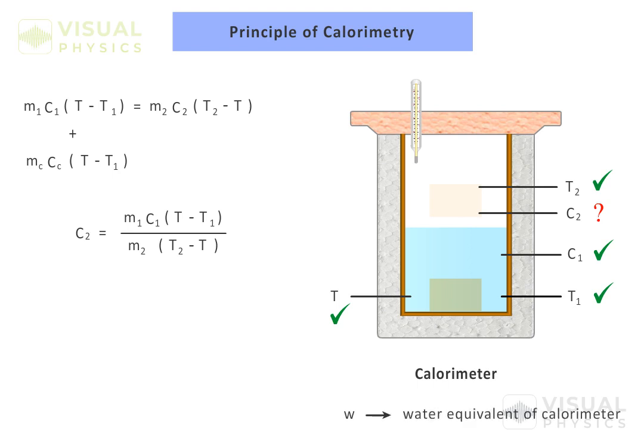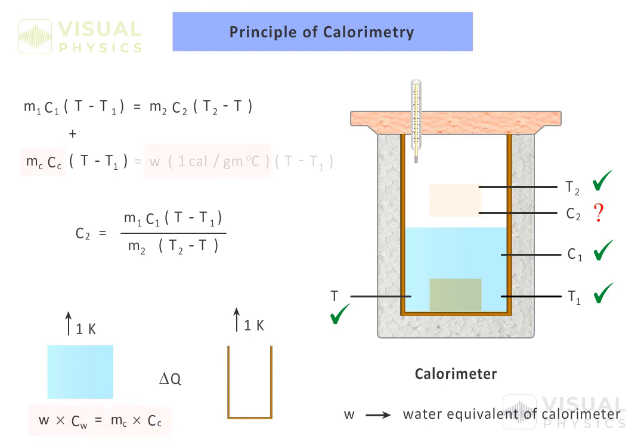Often, the water equivalent of the calorimeter is specified. That is, the equivalent mass of water that would require the same amount of heat to change its temperature by 1 Kelvin as would be required by the calorimeter for a 1 Kelvin change in temperature. This means that the heat transfer to the calorimeter will be equal to this term. Since the specific heat capacity of water is very well known, this notation is often more convenient.